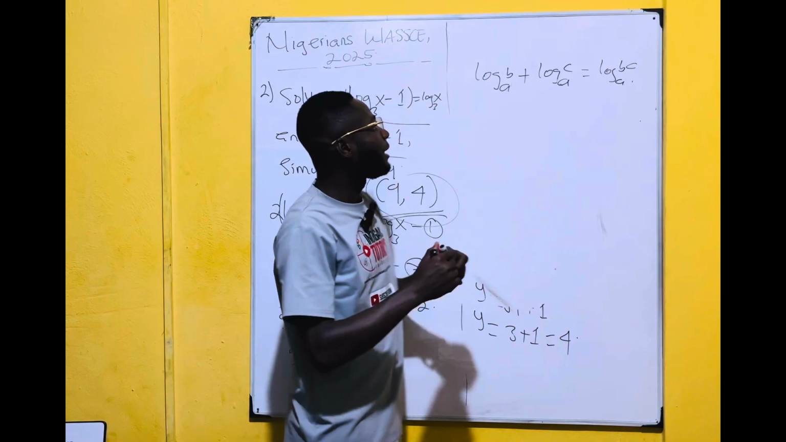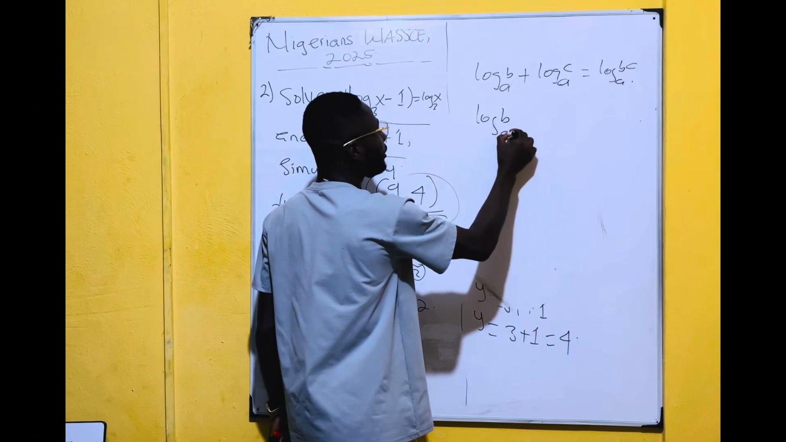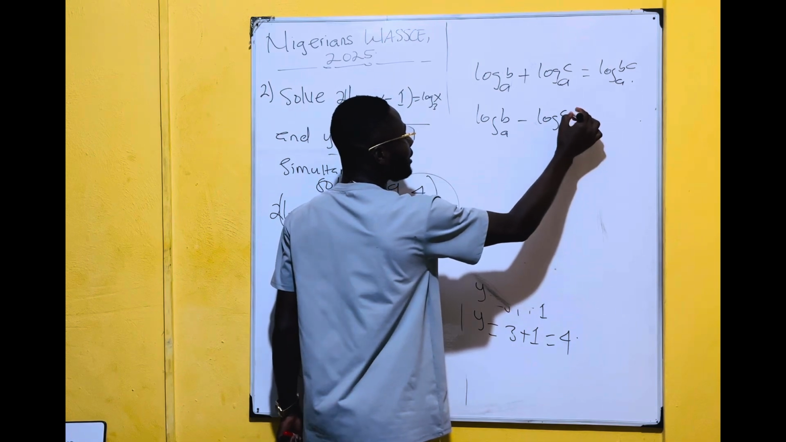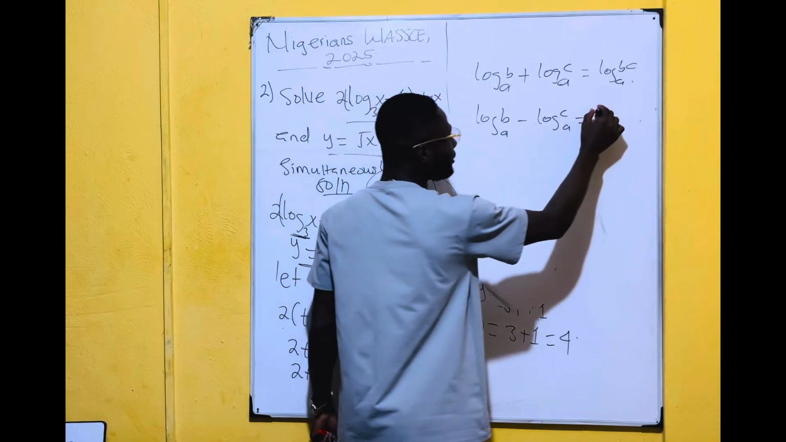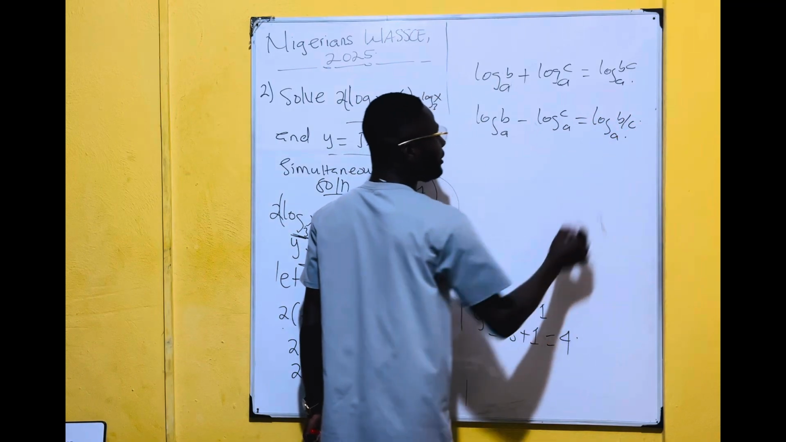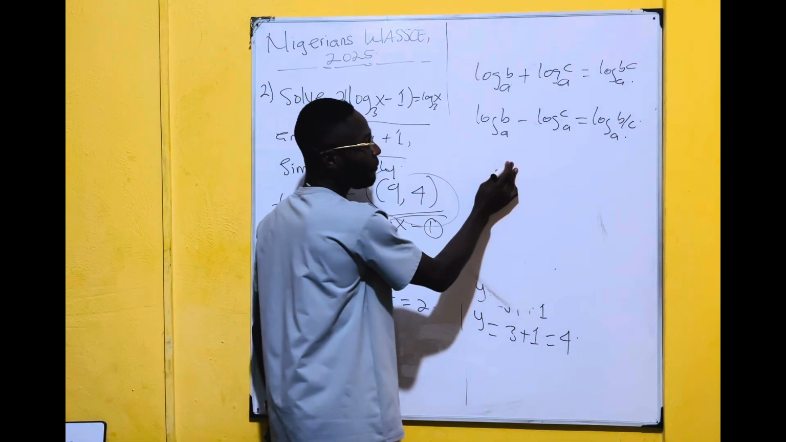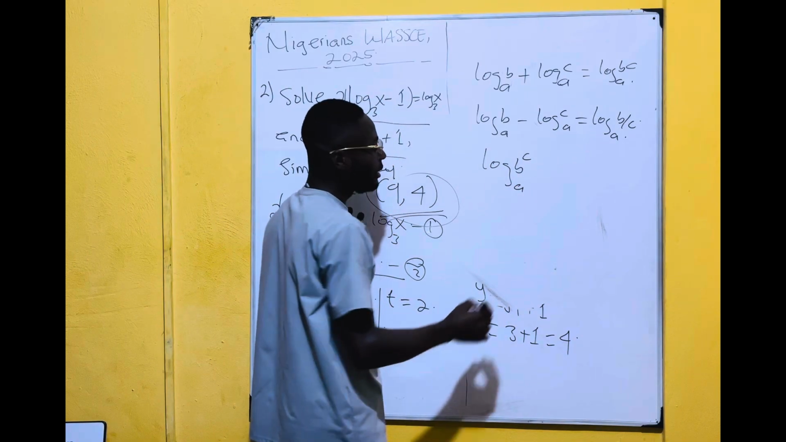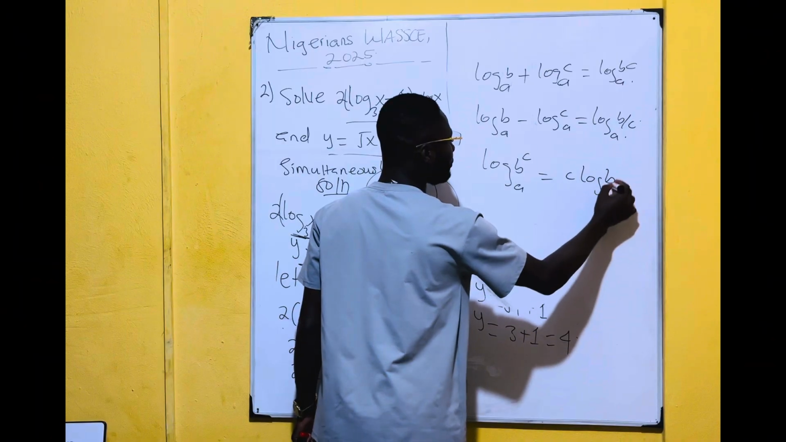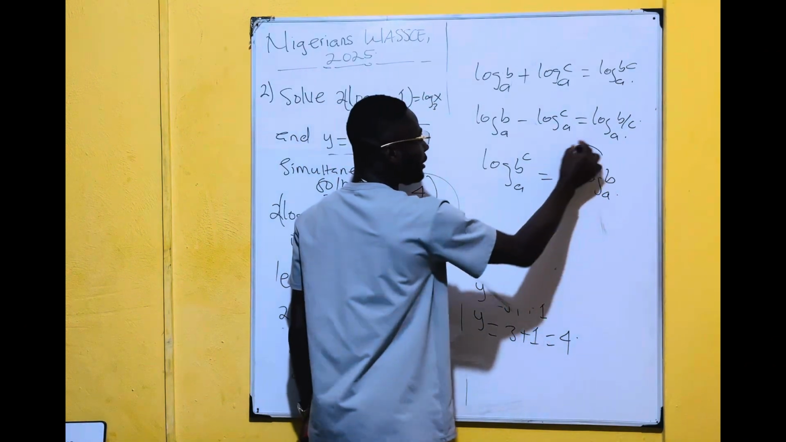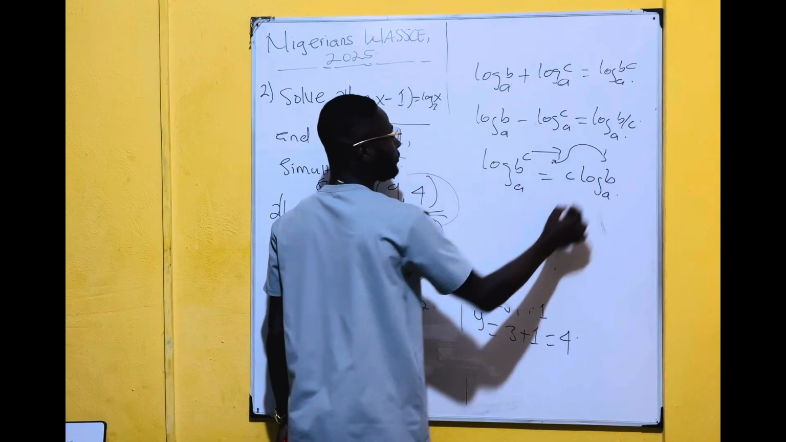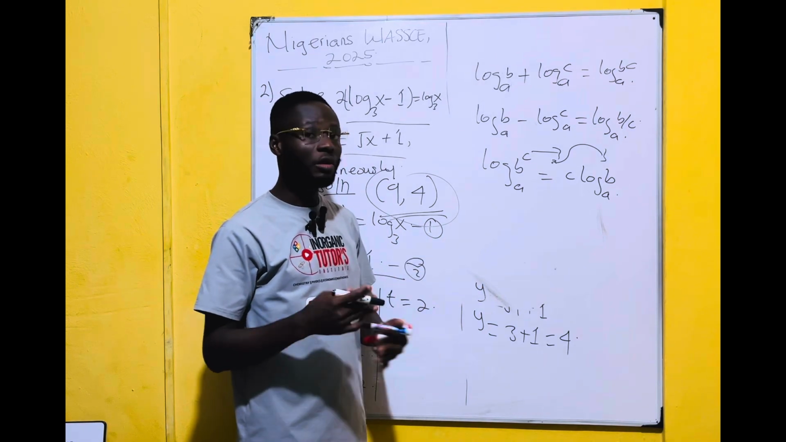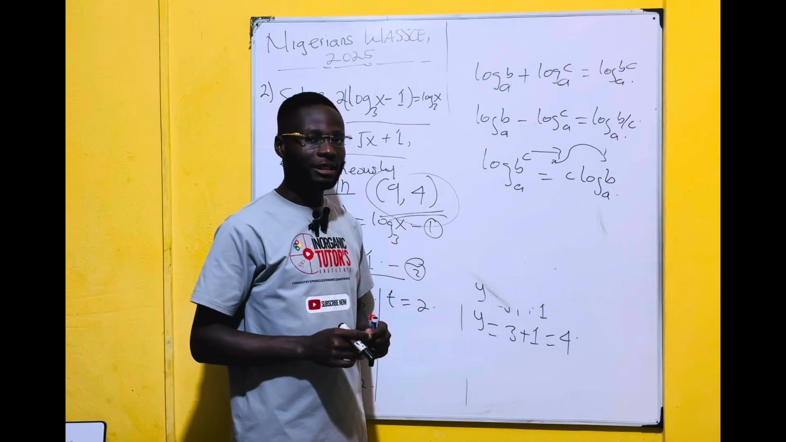So that is it. Now, if you have log b base a minus log c base a, then indirectly this is the same as log b over c base a. Okay, so this is a property. And also, if you have log b exponent c base a, then it's the same as c log b base a, or the reverse also works, right? So these are some few properties that you have to know so that when you have a log problem, you don't have a challenge with it.